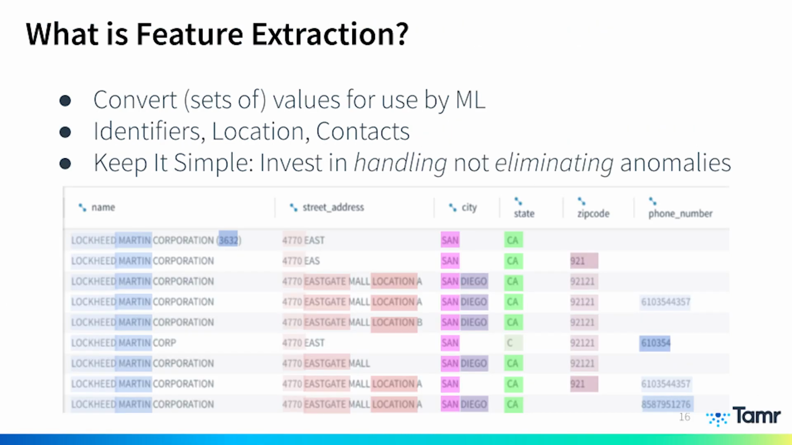Once we have done pre-grouping and we have formed groups and representative records, we're ready to perform feature extraction. Feature extraction converts sets of values for use by machine learning. Keep in mind, in pre-grouping, one of the techniques we use to create values for machine learning is that stable subset. So we have a set of values on each representative record rather than a single value for a column. To convert these sets of values for use by machine learning, we're just looking at identifiers, location information, contacts, etc. We don't need a lot of features.